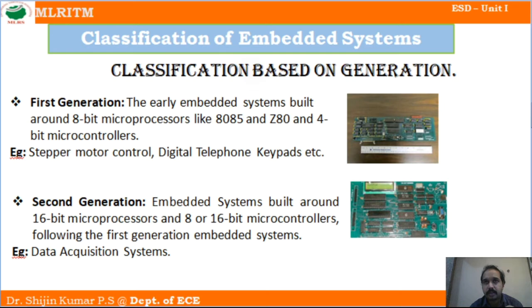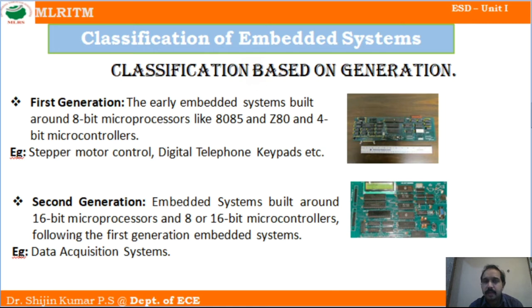So these are embedded systems that were developed in the early stage, first generation. What are the features? 8-bit microprocessors like 8085 and Z80. These are the microprocessors we used, and microcontrollers were of what? 4-bit microcontrollers. These are the specifications of first generation embedded systems.